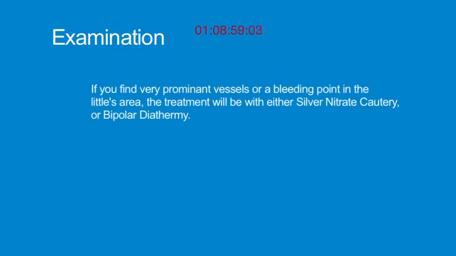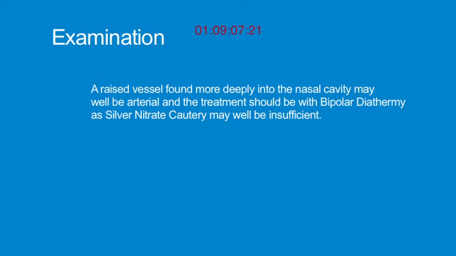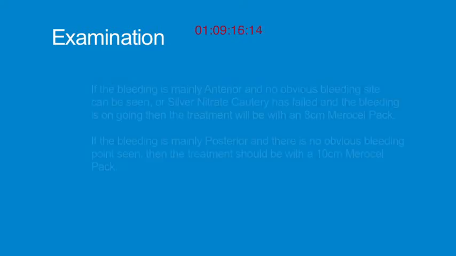If you find very prominent vessels or a bleeding point in the Little's area, the treatment will be with either silver nitrate cautery or bipolar diathermy. A raised vessel found more deeply into the nasal cavity may well be arterial and the treatment should be with bipolar diathermy. Silver nitrate cautery may well be insufficient.